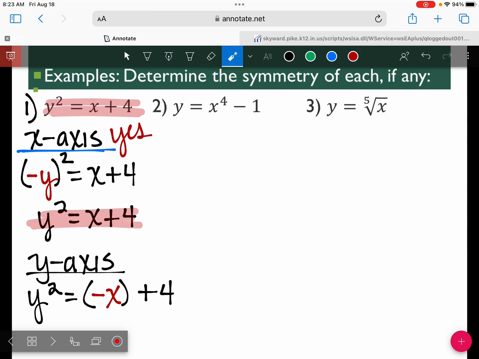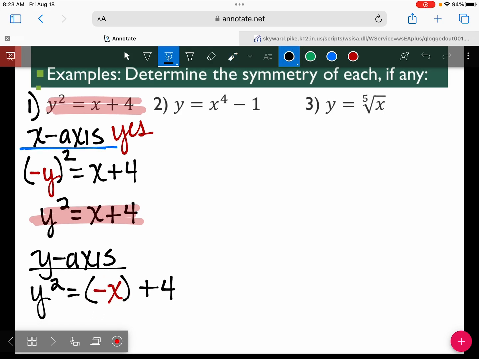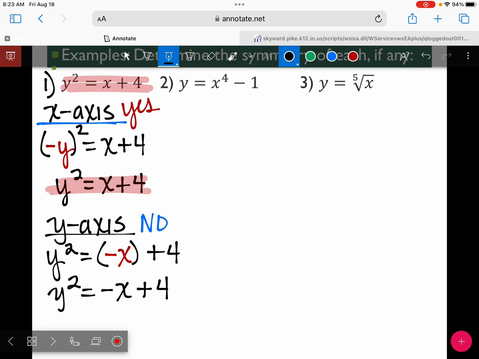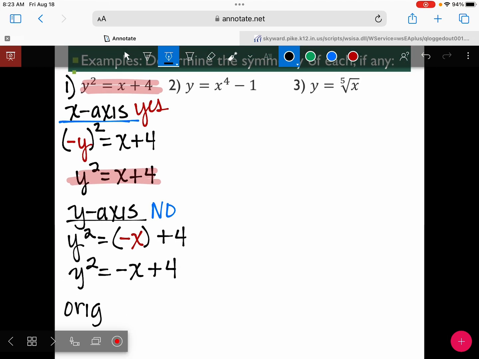Notice that in this example, we don't have an exponent on this x to flip that sign back to positive. So this is going to stay negative, which means it simplifies down to y squared equals negative x plus 4. Is that a match to the original equation? No. So that means that this does not have y-axis symmetry. And because it doesn't have x and y axis symmetry, I automatically know that it doesn't have origin symmetry. So I don't even need to do the test. For origin, it's going to be no.